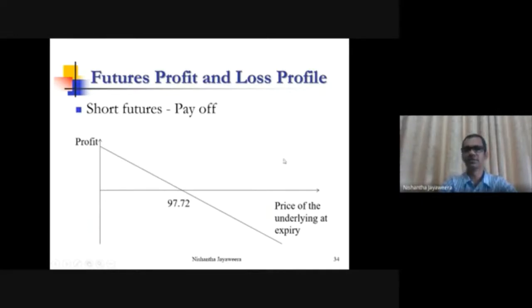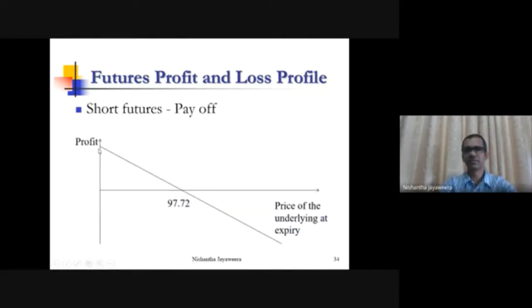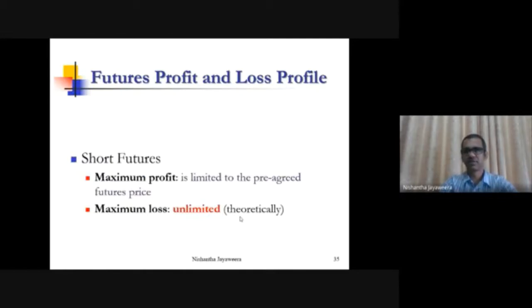On the expiry date, this is the payoff diagram for a short futures contract. The previous one is the payoff for a long futures contract. So in the short futures, maximum profit is limited, maximum loss is... What is the maximum loss? It's unlimited, right? There's no limit for the loss. Maximum profit is limited to the pre-agreed futures price, and maximum loss is unlimited. Whatever the amount the price goes up, you make a loss.